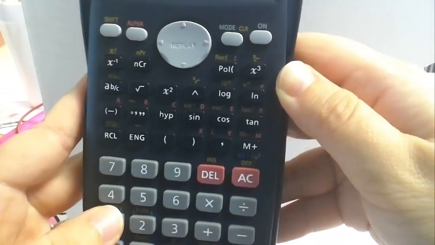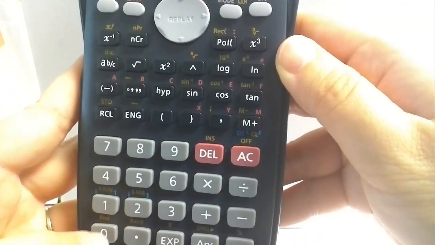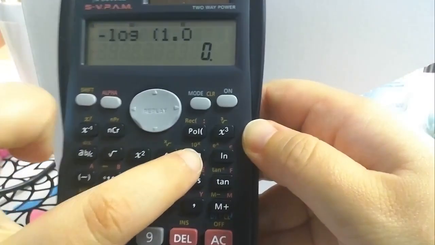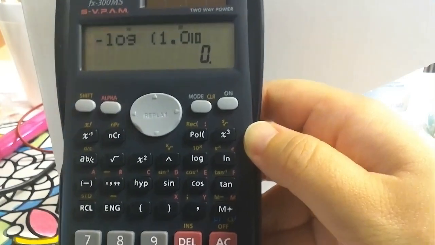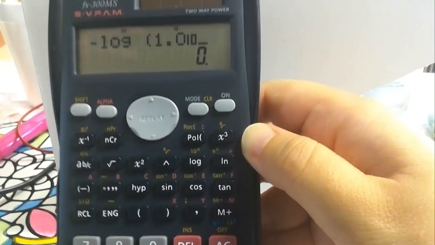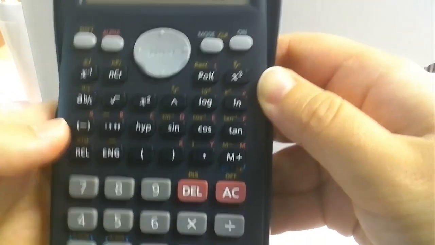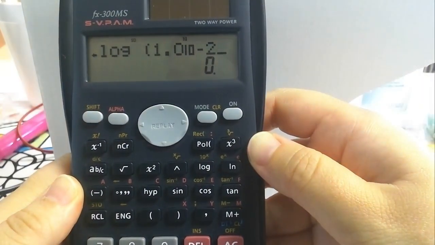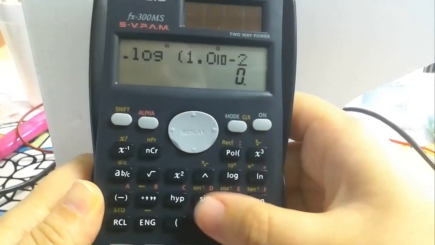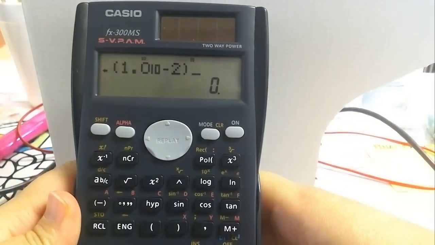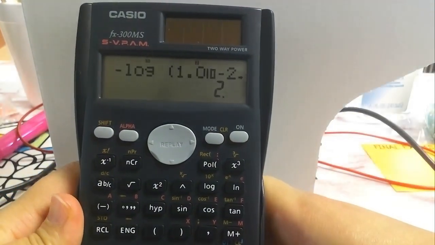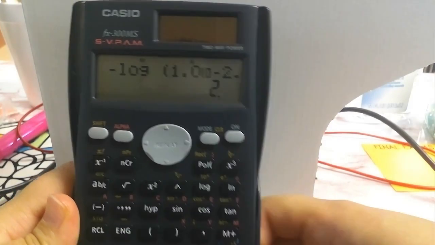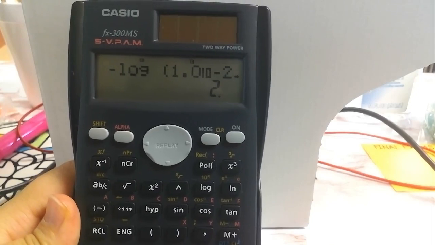So I'm going to type in 1.0, and then to do anything in scientific notation, remember we do shift log, just like how we would do Avogadro's number when we did shift log to do times 10 to the 23rd power. And then we're going to do negative 2 as my exponent. So 1.0 times 10 to the negative second, close my parentheses, and when I hit enter, I got just 2 as my answer.